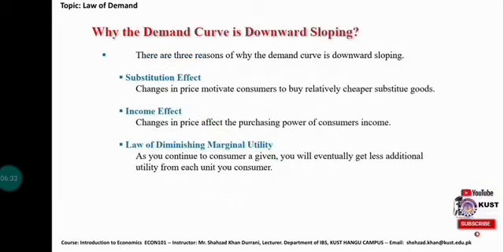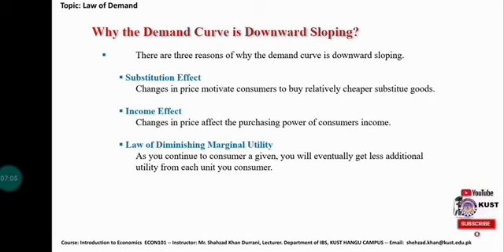Now, why is the demand curve downward sloping, as we can see in the graph that we just saw? There are three reasons for it. The first one is the substitution effect. A change in price motivates consumers to buy relatively cheaper substitute goods. For example, you have two goods, let's say Pepsi and Coke. These two goods are called substitute goods because you can use them in place of each other.